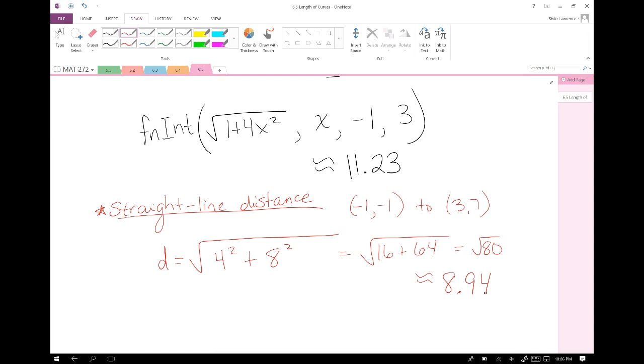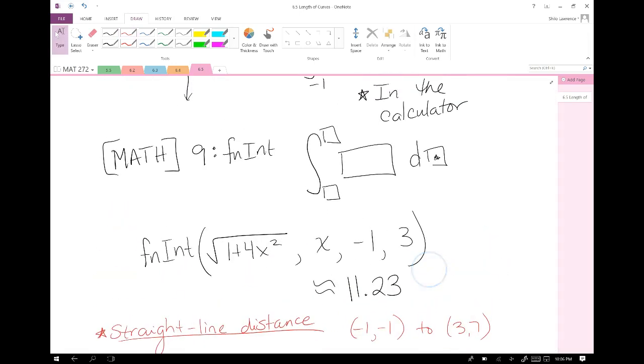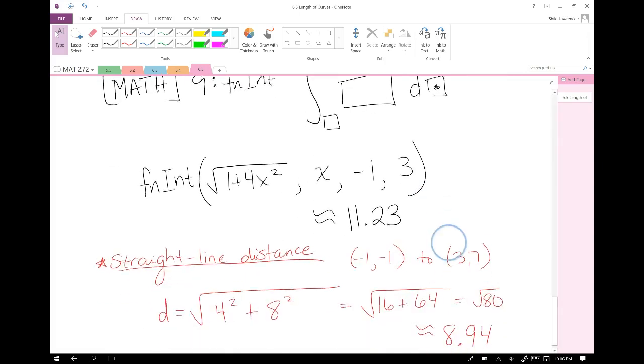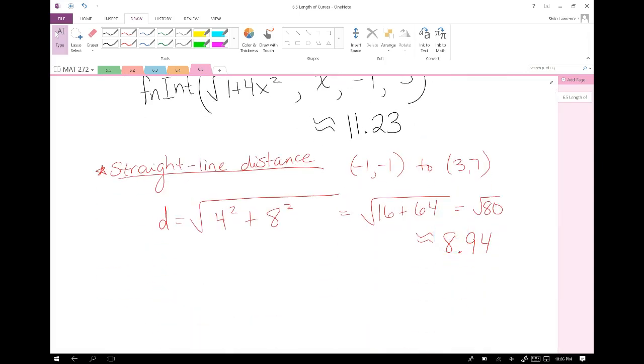So your straight line distance should always be shorter. The shortest distance between 2 points is a straight line. With arc length, we're doing curved distance. We're following a function. So let's just try one more really quickly.